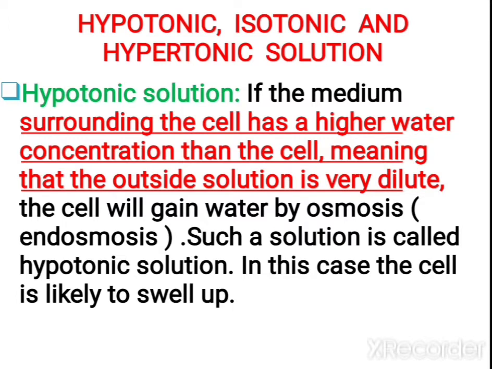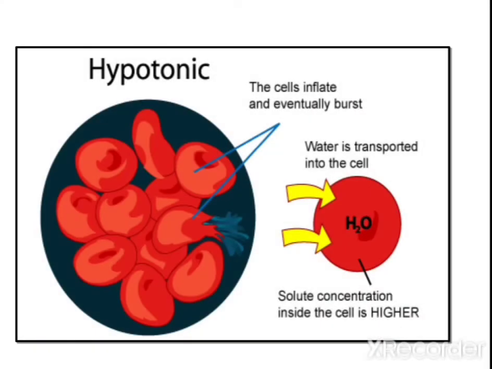In this case, the cell swells up. See here, this is the cell, RBCs, kept inside a hypotonic solution, meaning the outside is dilute. Then the water goes inside the cell. This type of solution outside the cell is called a hypotonic solution.